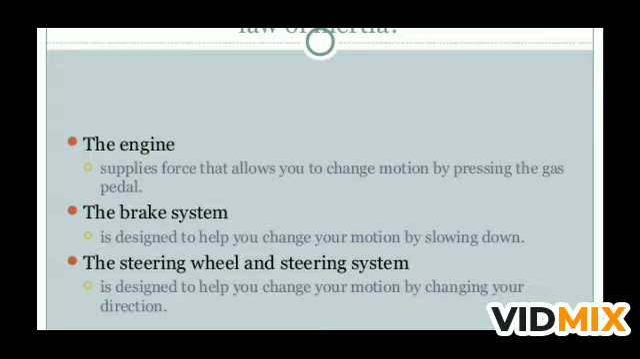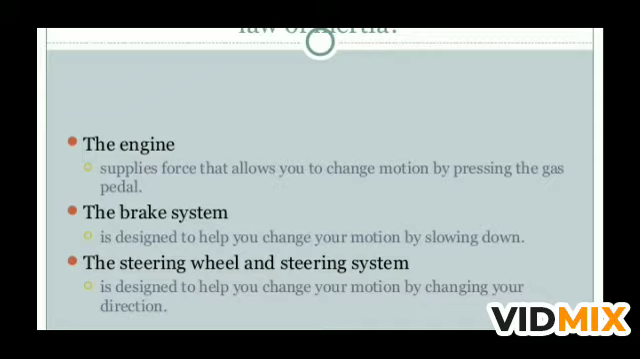Next is the brake system. The heavy car has more speed, and when you need to stop, you have to apply force by the brake system. So the brake system is designed to help you change your motion by slowing down or stopping.